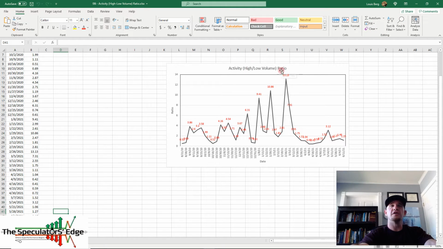And practically all the activity ratio is, is just a measurement of volume compared to high to low, as to what my version is, as to how I come up with it mathematically.